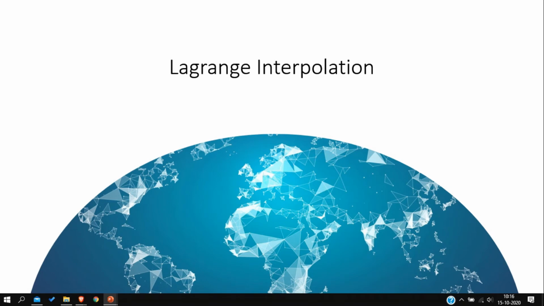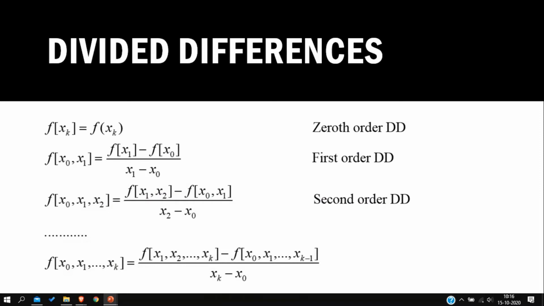In the last class, we discussed Newton's interpolating polynomials as well as Newton's divided difference formula. How this divided difference formula is derived and how it can be applied and calculated, we have seen. So the divided difference formula, in a nutshell, is like this.